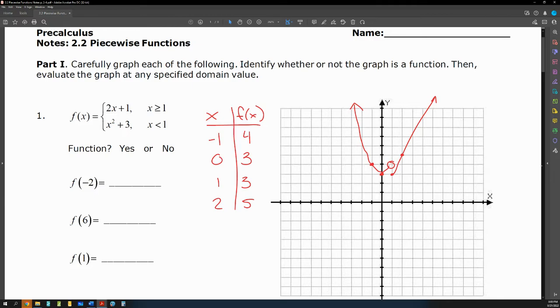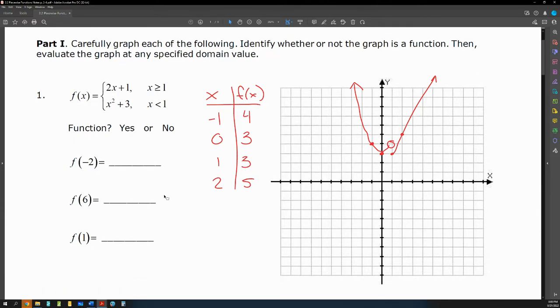So is this a function? Does this pass the vertical line test? Is there any place on this graph that crosses the graph twice? And the answer is no. So this is a function, yes.